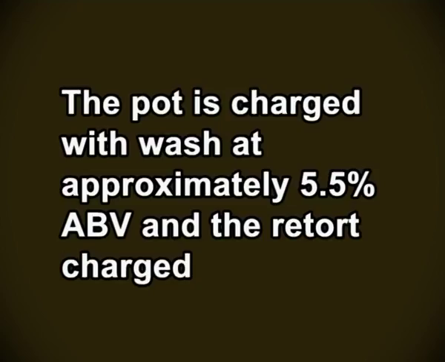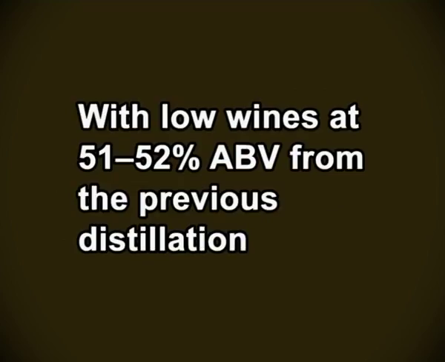Pot distillation of rum is exactly analogous to the techniques used in the production of whiskey. The pot is charged with wash at approximately 5.5% ABV and the retort is charged with low wines at 51 to 52% ABV from the previous distillation. The fractions obtained are heads, spirits and feints.